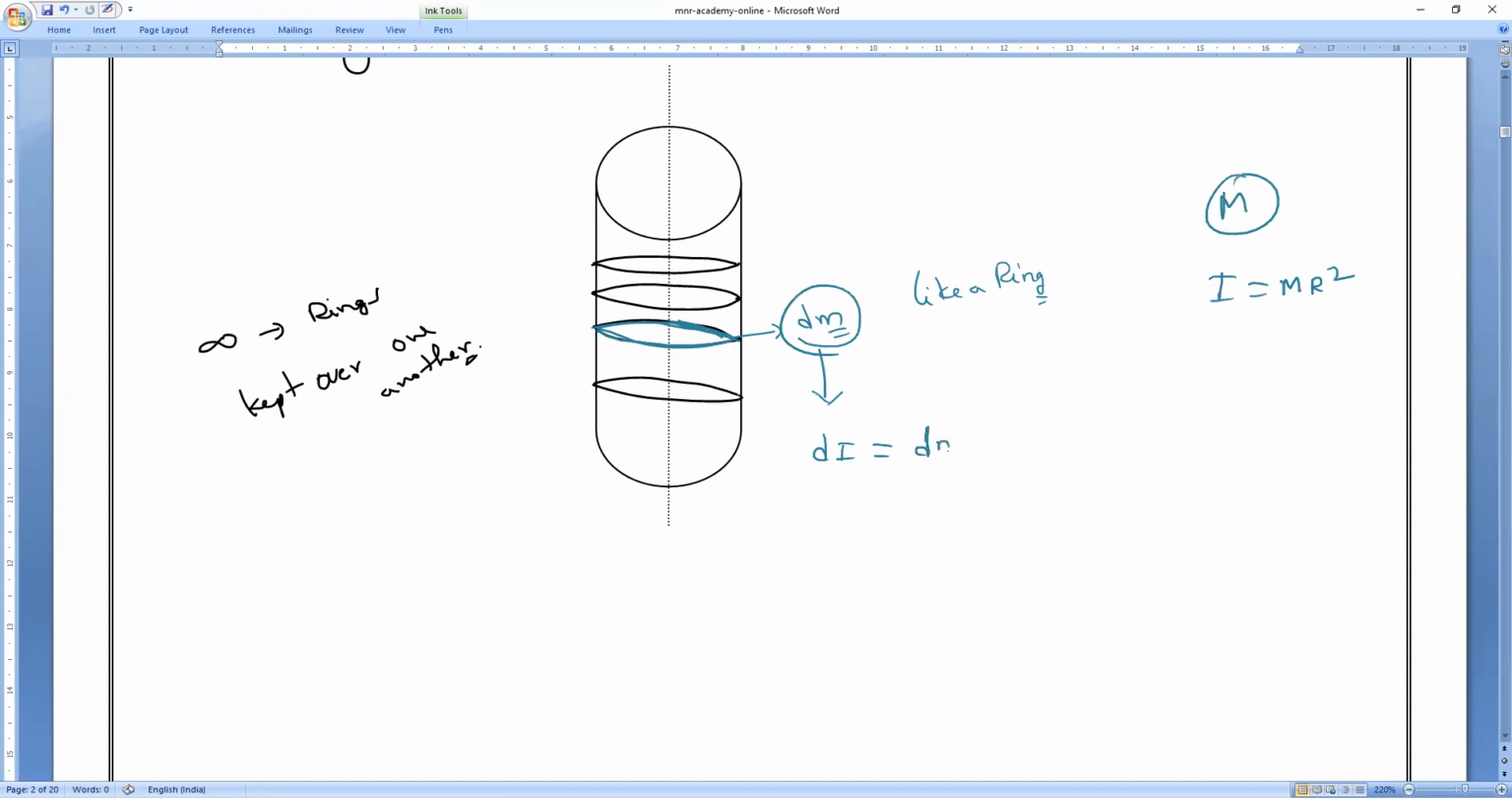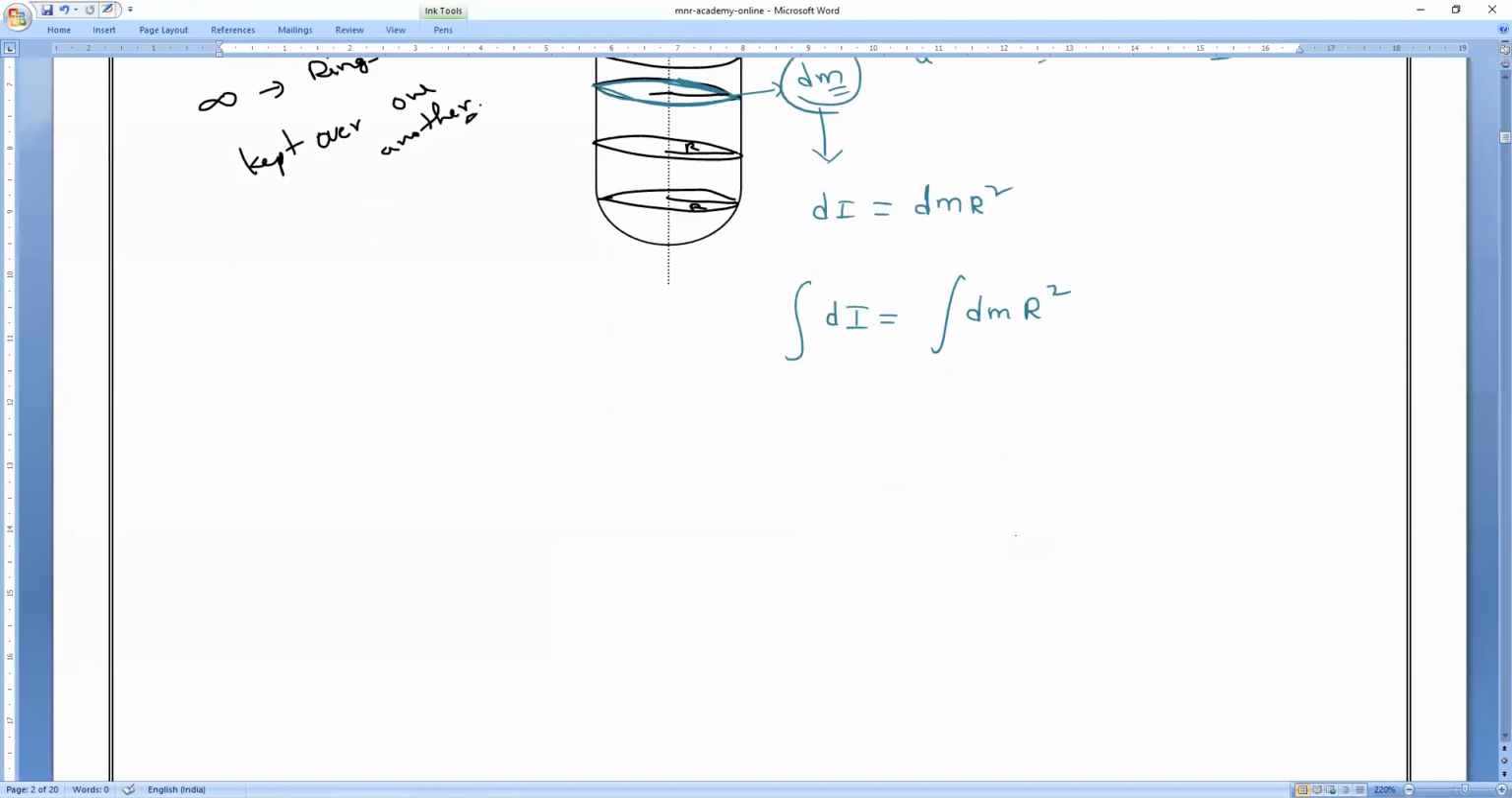So what will happen? dI is dm R square. R remains constant for every ring from the center. Constant, sir. All of you, R remains constant. That is also very important. I want many, an infinite number of rings, so I want to find the total. So what do you need to apply? Integration of dm R square.